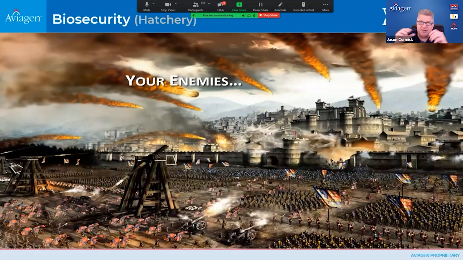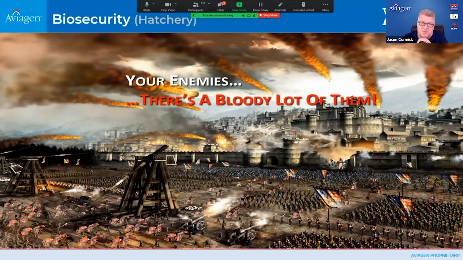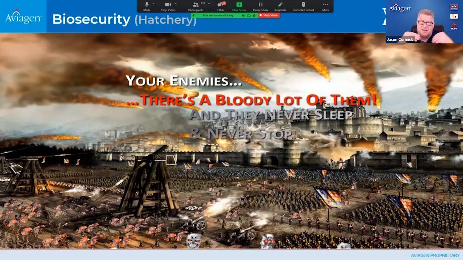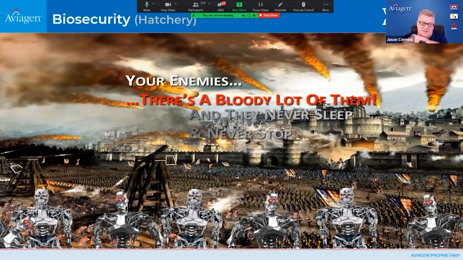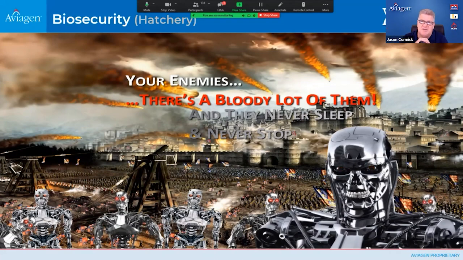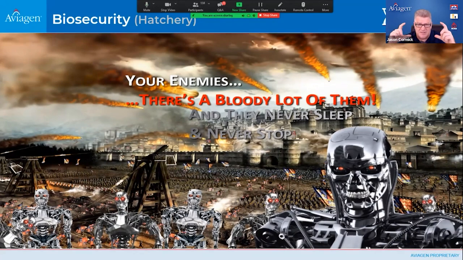Now, if you look at this, your operation will be that castle at the back there. All your enemies are at the front trying to get in. And like Terminator, these things, they never sleep, they never back off. Because they don't take a day off, we can't either. So the moment we start to relax our biosecurity, these things are going to be coming through. And it only takes one break to really destroy your operation. So you'll be short of product. It's very difficult. So we need to keep this in the forefront of our minds.